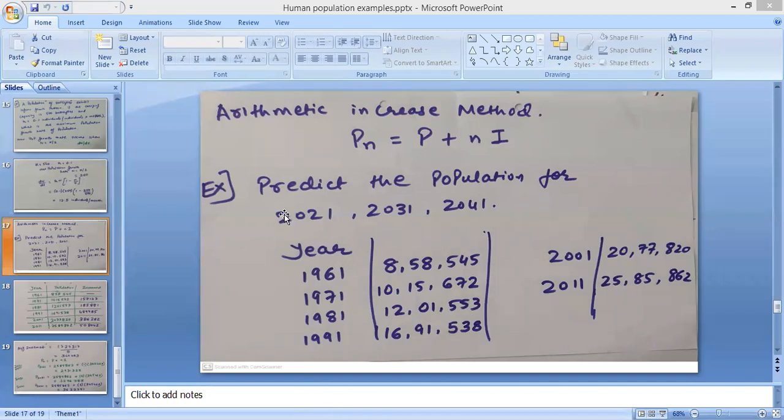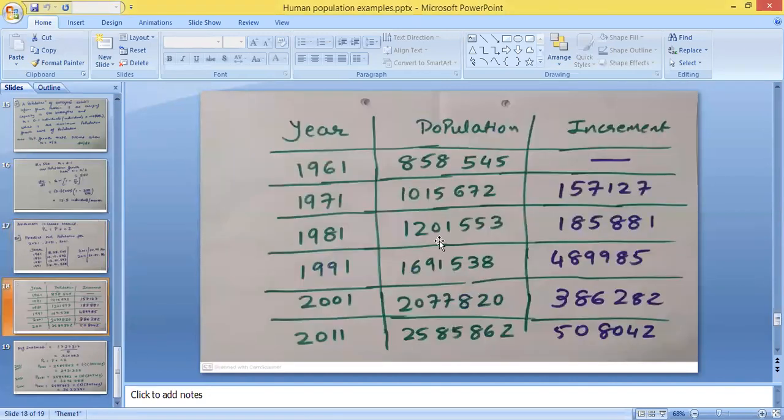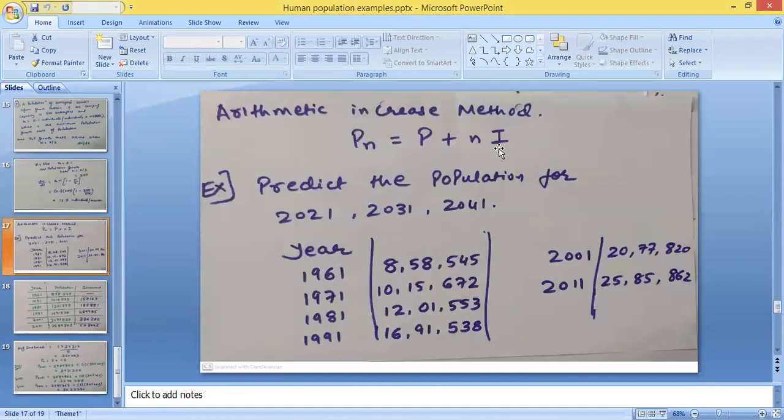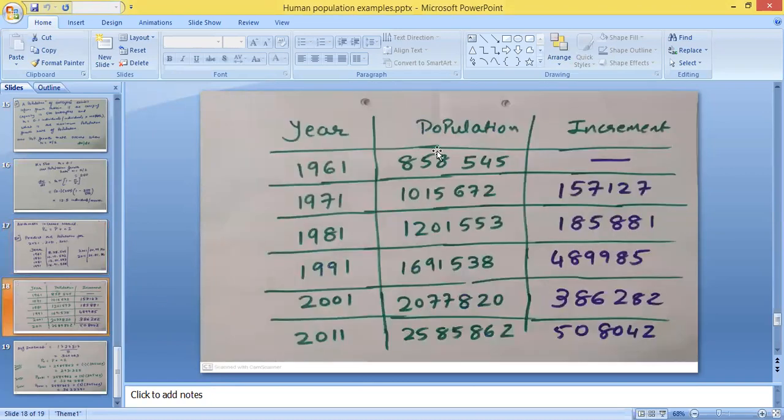So you can see that this same data mentioned here, I have copied down here. Now what do I want here? I want this value of y, that is the average incremental value. So what did I do? I just took the difference of these two: 10,15,672 minus 8,58,545, and wrote it here. In the same way I took the difference of 10,15,672 and 12,01,553, and wrote it here. In the same way I have taken the differences of all these and written them here.